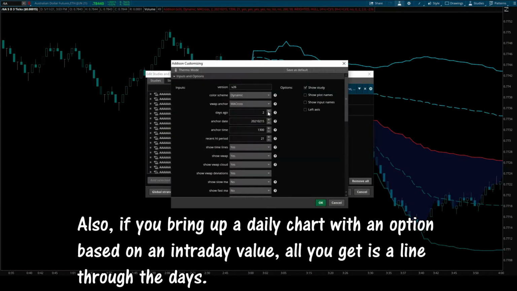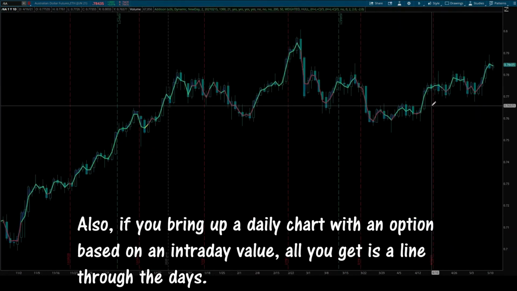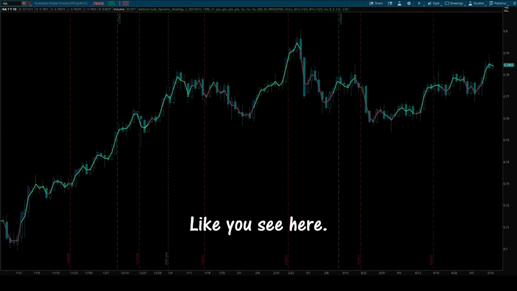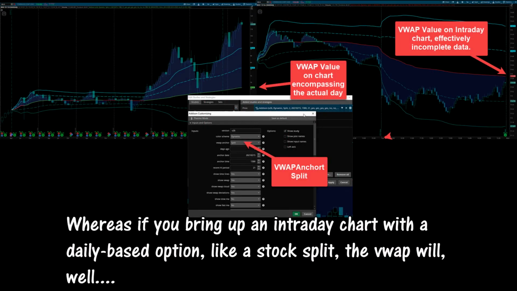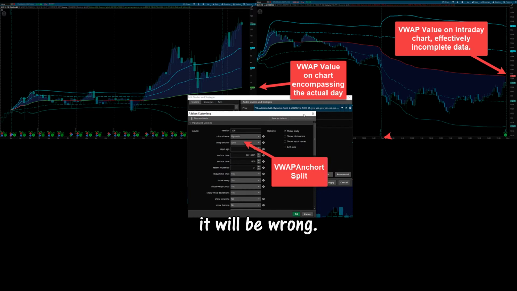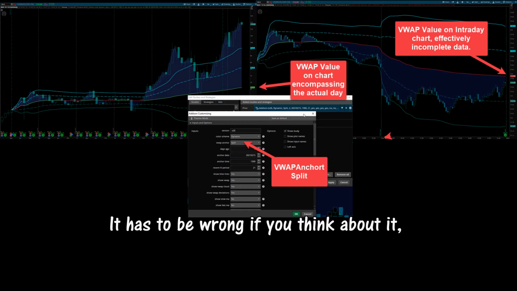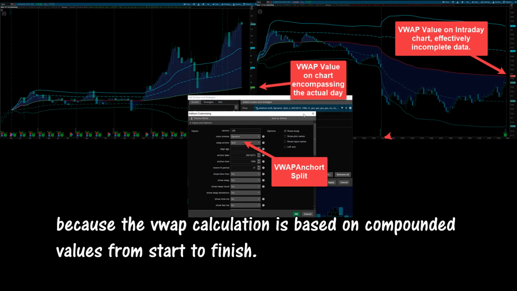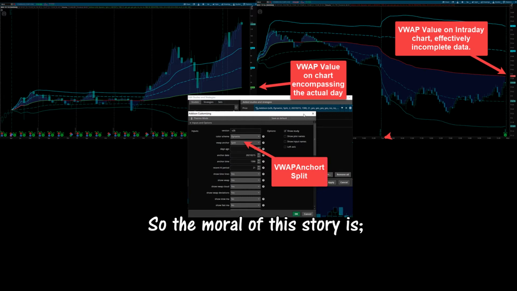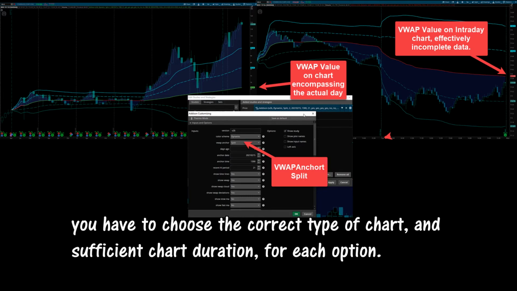Also, if you bring up a daily chart with an option based on an intraday value, all you get is a line through the days, like you see here. Whereas if you bring up an intraday chart with a daily based option, like a stock split, the VWAP will be wrong. It has to be wrong if you think about it, because the VWAP calculation is based on compounded values from start to finish. So the moral of this story is, you have to choose the correct type of chart, and sufficient chart duration, for each option.